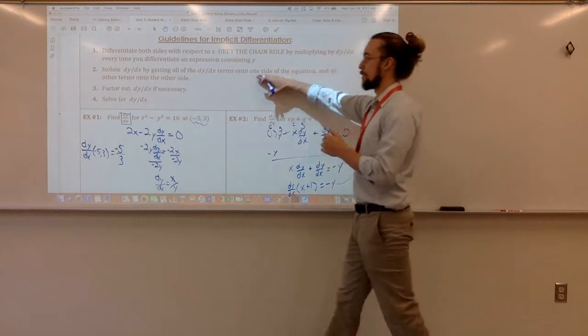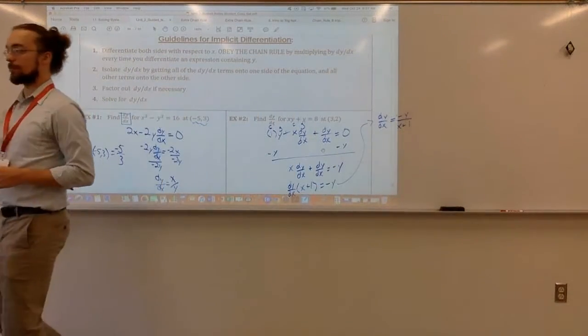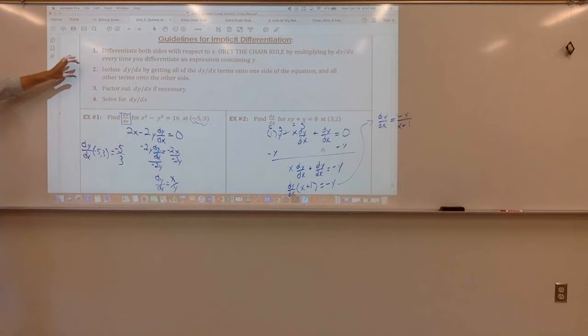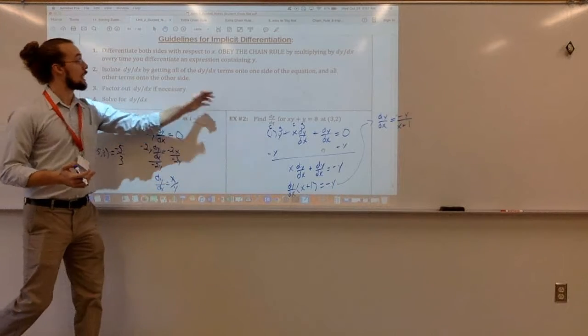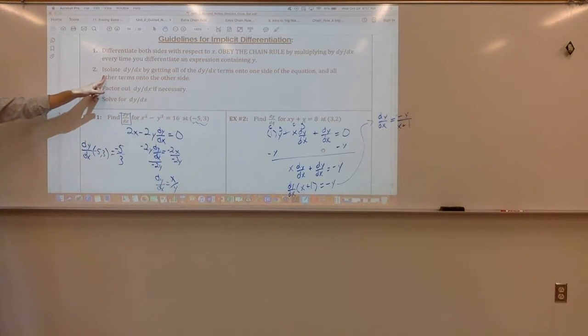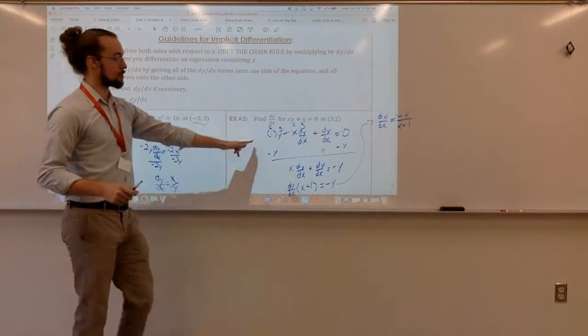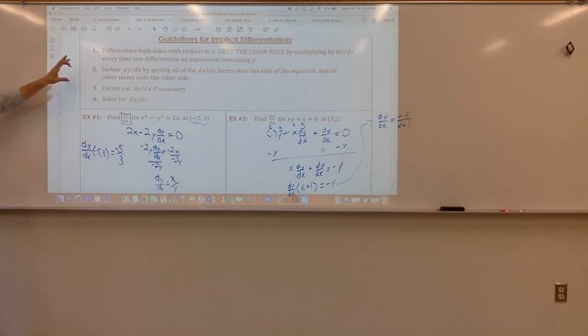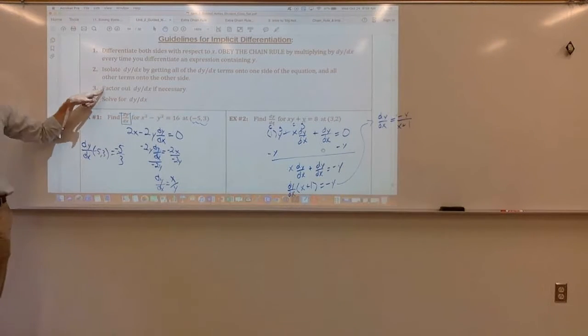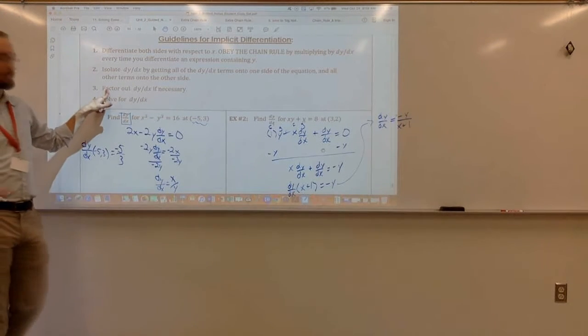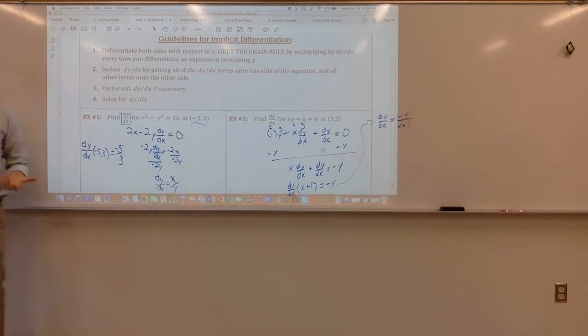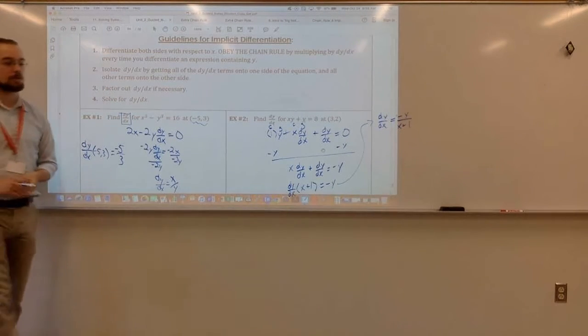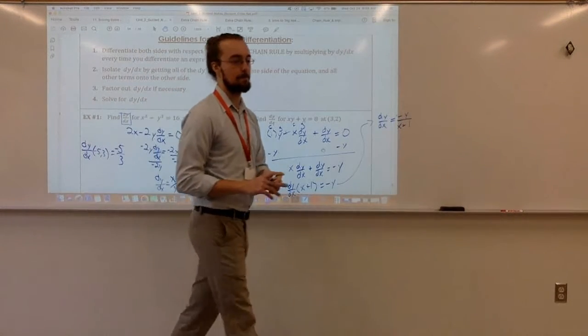So that's this list of steps up here. Okay? Differentiate both sides with respect to x, which is what we did. Then get all the dy dx's on one side of the equation by themselves. Okay, that's what we did by subtracting the y over here. Once I get all the dy dx's on one side by themselves, I can factor out the dy dx, and then, in this case, divide by x plus 1 to get dy dx by itself.